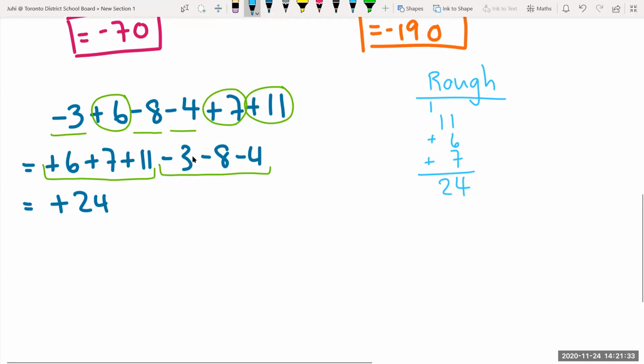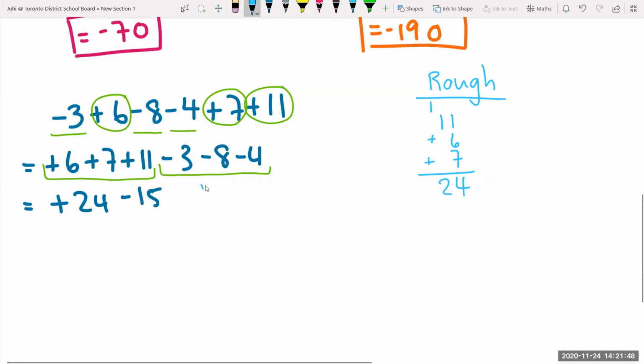So basically, when you have the same sign, you're adding the numbers, and then you are going to keep the sign. So 8, we can just do this one in our heads. 8 plus 3 is 11. 11 plus 4 is 15. So this is going to be -15.